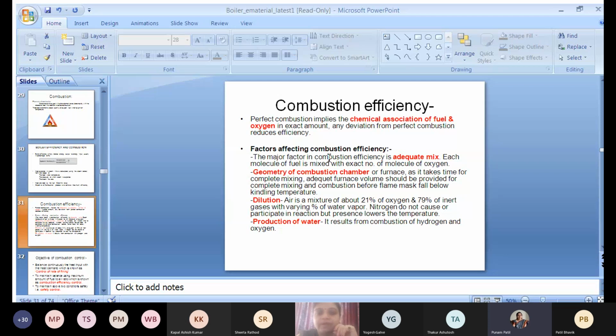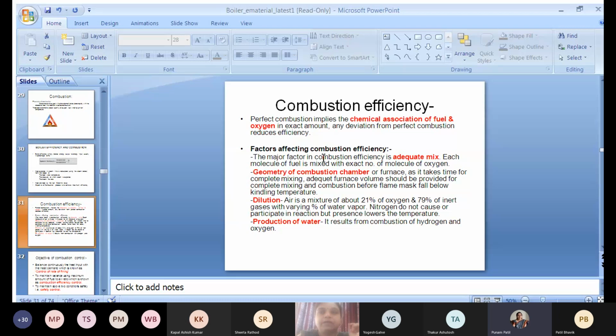What do you mean by perfect combustion? Each molecule of fuel is mixed with each molecule of air present in the combustion chamber, and it is fully utilized in the combustion process. Then it is called complete combustion. There should not be any remains after the combustion. Okay. So we are trying to maintain high efficiency, but there are some factors which are affecting the combustion efficiency.